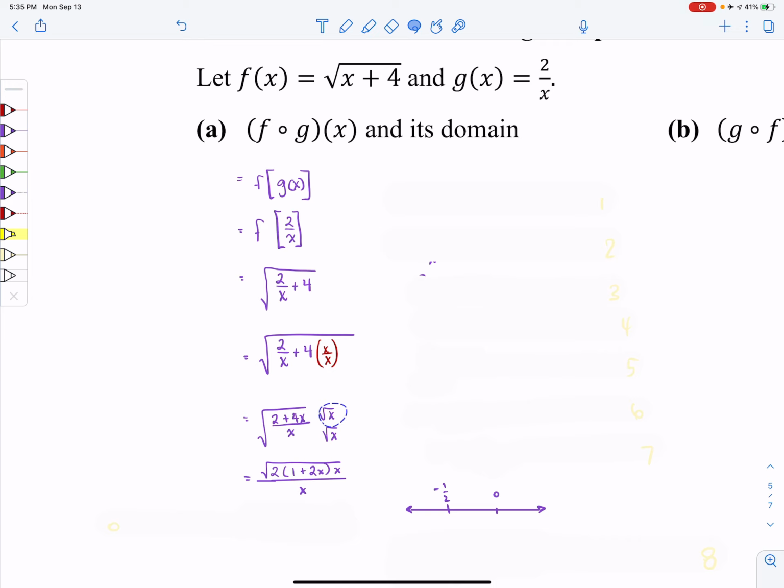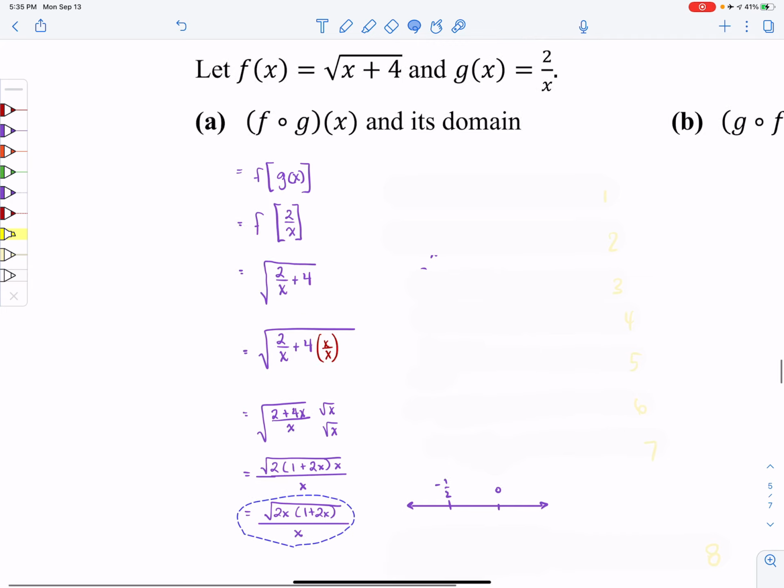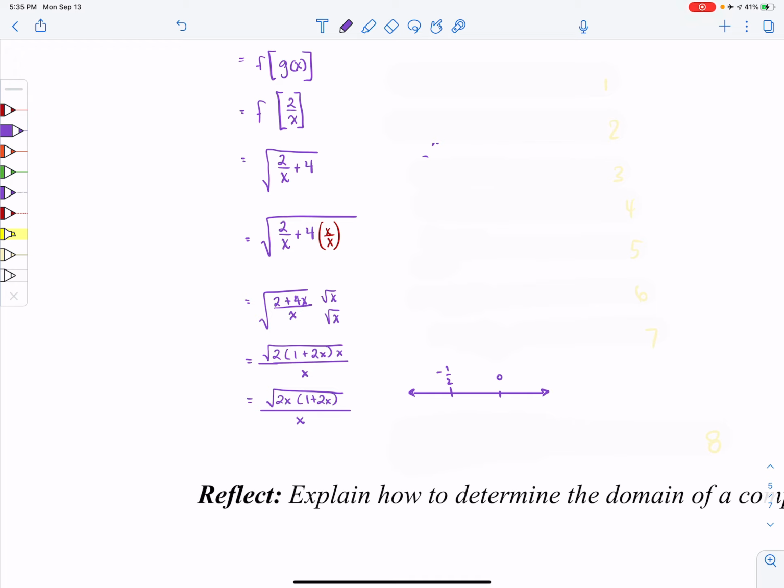It's fine. And then the next thing I did was I just rearranged the numerator. The 2 times the x, I wrote them beside each other. Notice that the bottom is not under the square root because the square root of x times the square root of x is just a plain old x. Okay? So you could have this as your answer, or quite frankly, you could also have 2x plus 4x squared inside the square root all over x. Either one of those would be just fine.